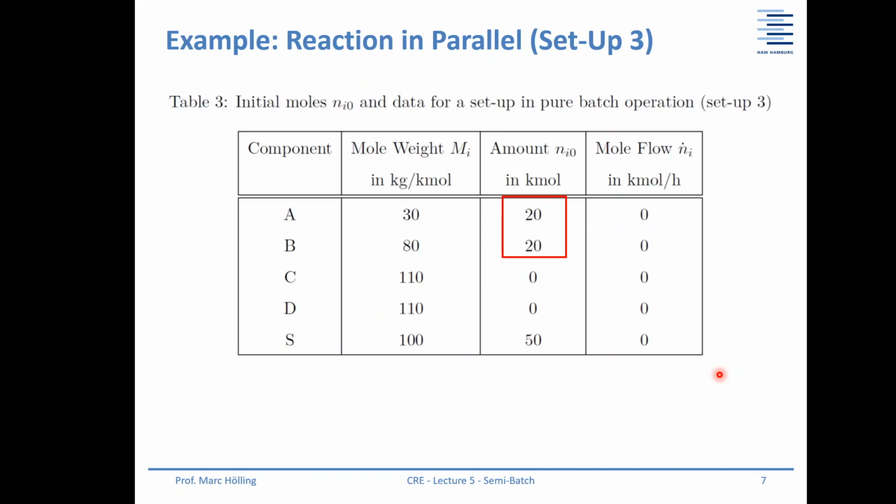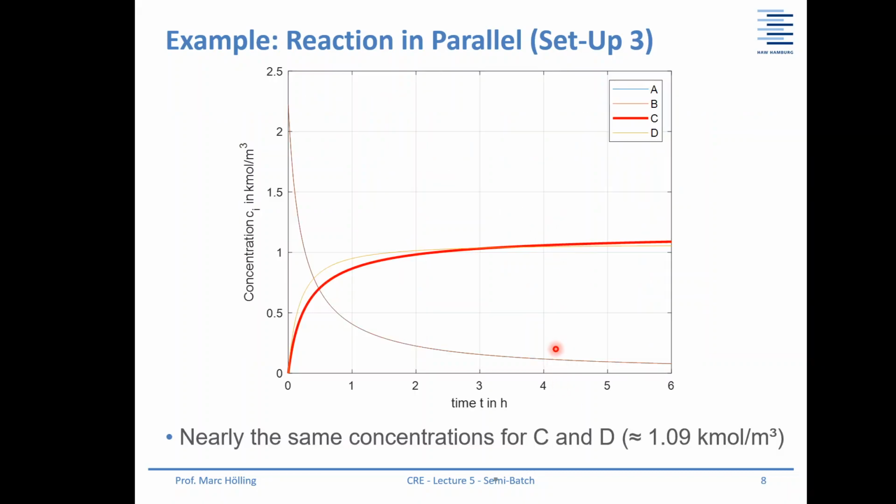And setup 3 was a pure batch reaction. You start with both at a high amount, and then your reaction looks like this. So you have nearly the same amount of component C and D. So if you want to optimize your reaction, it's also not such a good idea.